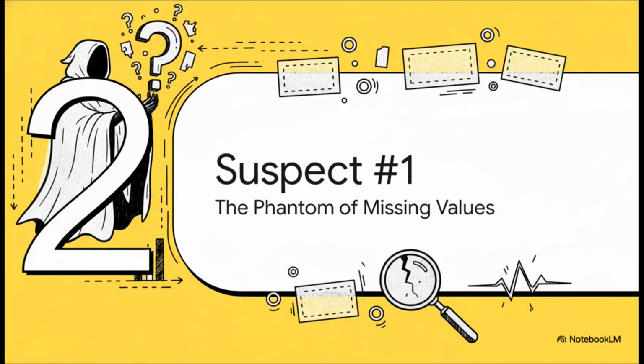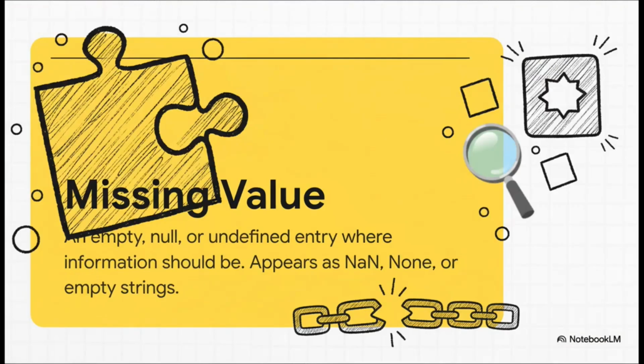Okay, our first suspect is a really sneaky one. I like to call it the phantom of missing values. This culprit is a master at leaving behind empty spaces where crucial info should be, and that creates these huge gaps in our evidence that threaten to derail the whole investigation. So what exactly is this phantom? Well, it's just a blank spot, a null entry, a piece of the puzzle that's just gone.